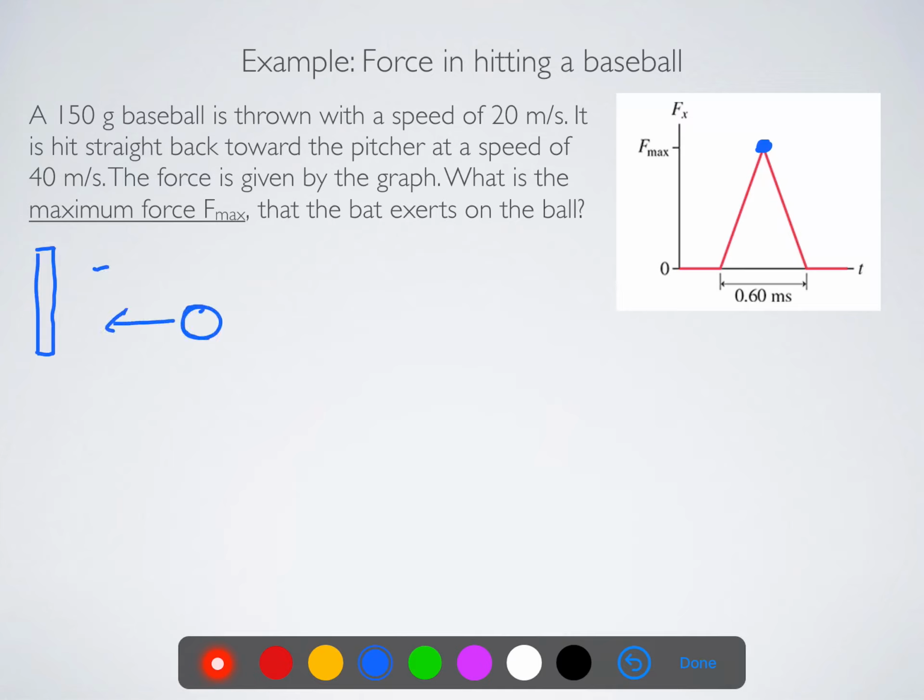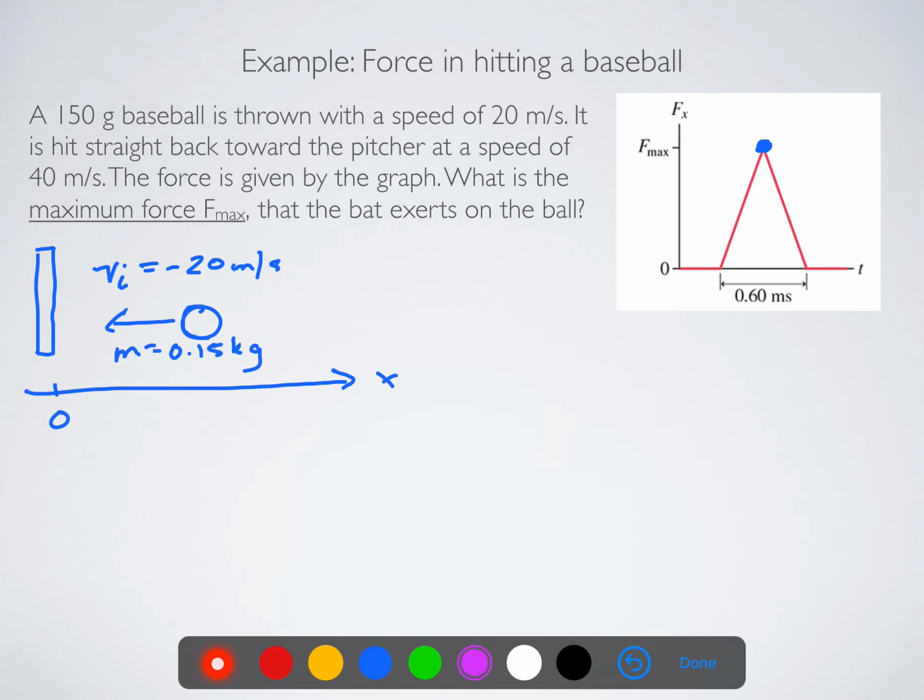The ball is moving towards the bat with some initial velocity equal to 20 meters per second. This 20 meters per second has to be negative because it's moving towards the bat. So it's -20. The mass of that ball is 0.15 kilograms. Let's say this right here is our X world, and where the bat is going to contact the ball, that's going to be our 0 point.